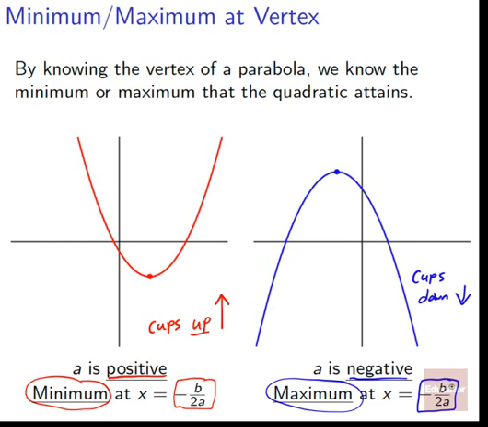What I would recommend is just think: a is positive means it's going to cup up, so the vertex has to come at the bottom. a is negative means it has to cup down, so the vertex is going to come at the maximum. Remember, honestly, make a picture in front of your face and use your hands, gesticulate in the air and see what you're making. That makes it very easy to remember this stuff.